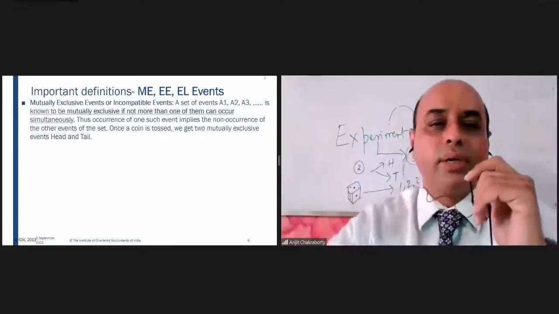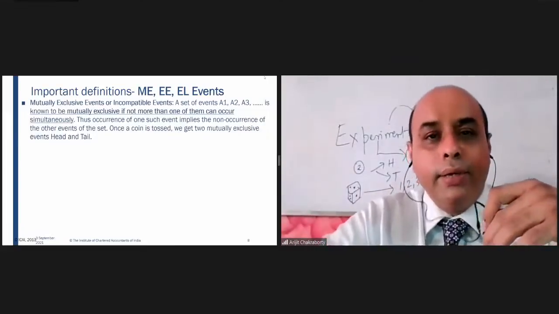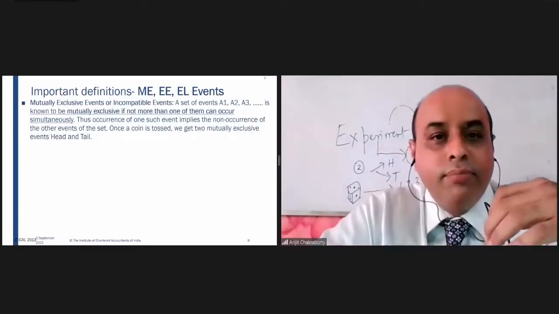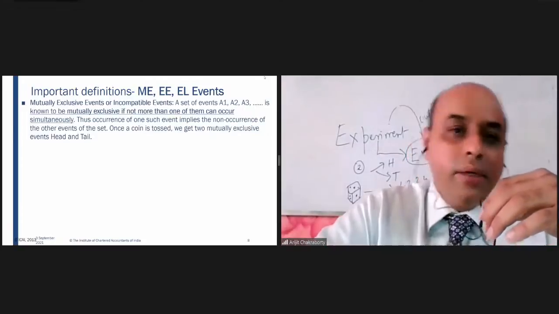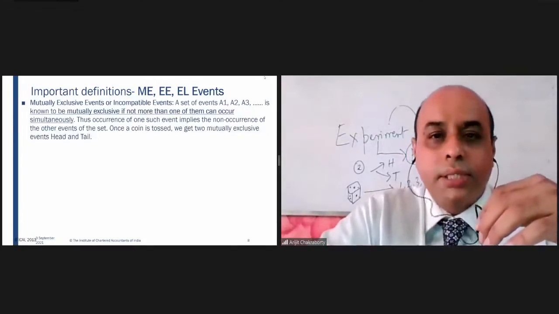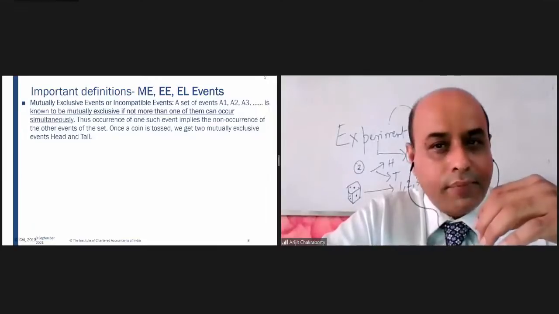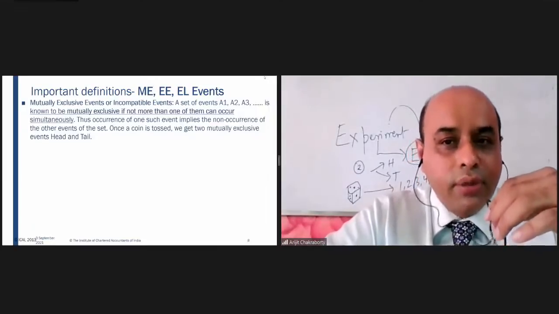Okay, two companies working together: compatibility. If they can coordinate, compatibility means coordination. Now, incompatible means two events cannot take place together. In other words, a set of events.